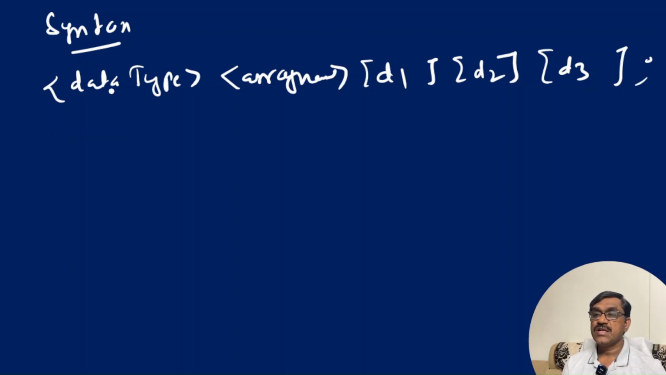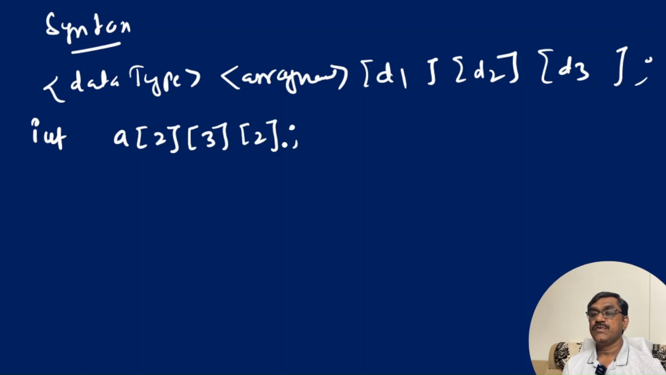How do we directly initialize the values for this? For example, we have a three-dimensional array like this, integer a of 2, 3, 2. When we declare the three-dimensional array integer a of 2, 3, 2, how many elements in total? 2 times 3 is 6, and 6 times 2 is 12 elements it is going to store. How can these 12 elements be referred to? How do we give the 12 elements for this?